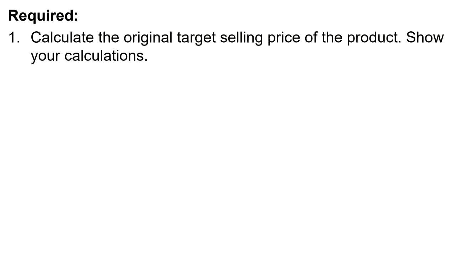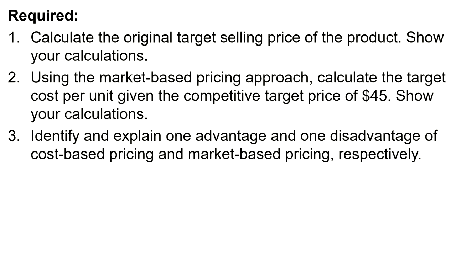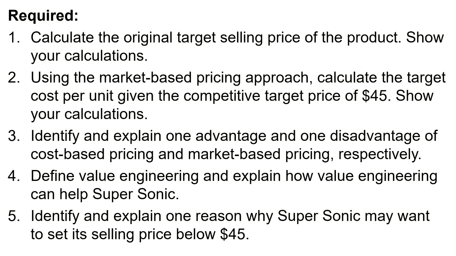So in this question, we have 5 requirements. The first one, calculate the original target selling price of the product. Show your calculations. Second, using the market-based pricing approach, calculate the target cost per unit given the competitive target price of $45. Show your calculations. The third requirement, identify and explain one advantage and one disadvantage of cost-based pricing and market-based pricing, respectively. 4, define value engineering and explain how value engineering can help Supersonic. And finally, identify and explain one reason why Supersonic may want to set its selling price below $45.